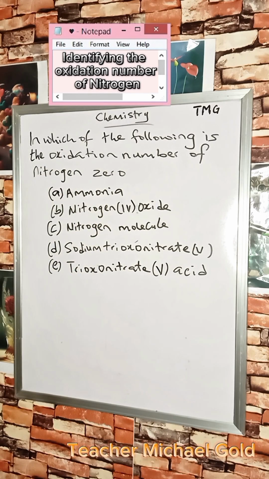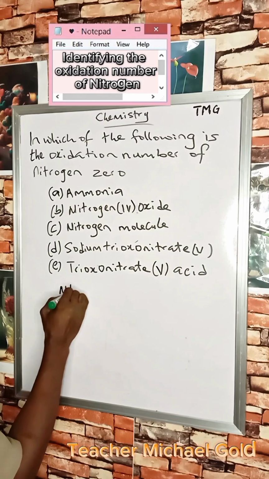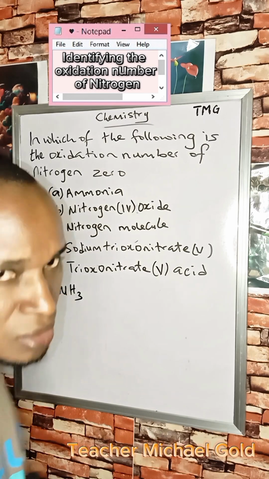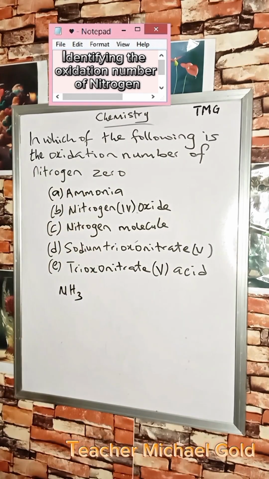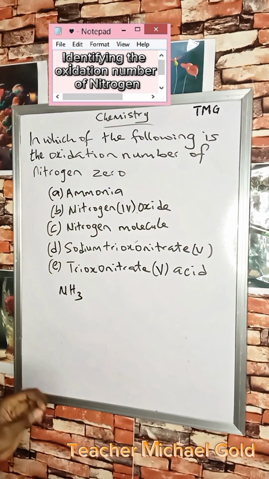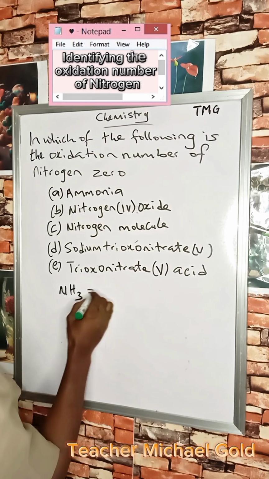So let's start from the first one, ammonia. Ammonia is NH3. If ammonia is NH3, we know that the oxidation number of hydrogen is always +1. Don't forget your rules for calculating oxidation number: a molecule without a charge has oxidation number of 0. Any molecule without any charge has oxidation number of 0. So the sum of the oxidation numbers in ammonia is equal to 0.